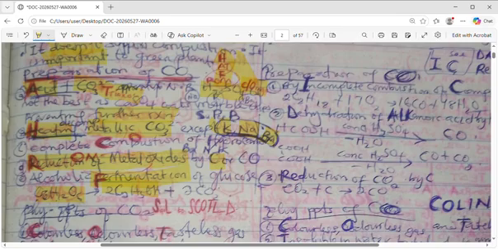Combustion. So what is combustion? It means complete combustion of hydrocarbons. That means combustion means you should add oxygen. So that's why I put CO, C combustion, O oxygen.